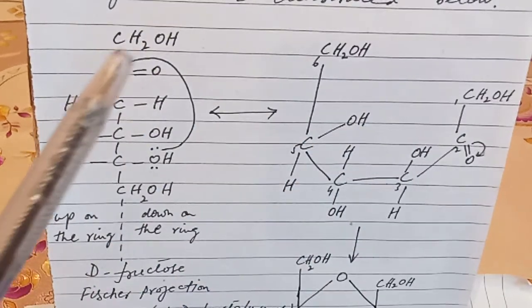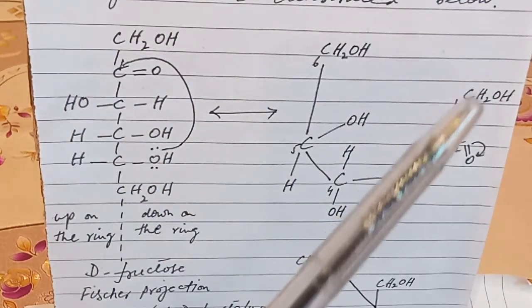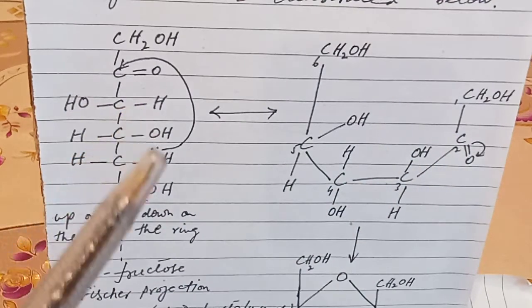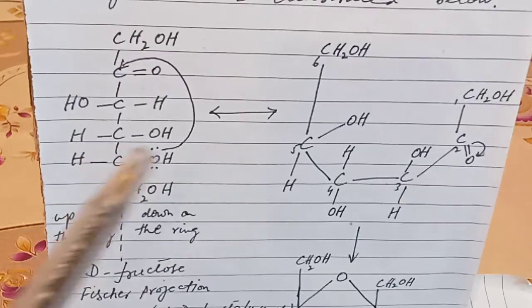This is CH2OH, the first carbon atom containing CH2OH, second the carbonyl group here, third is here, and the fourth one is here, the fifth one is here.